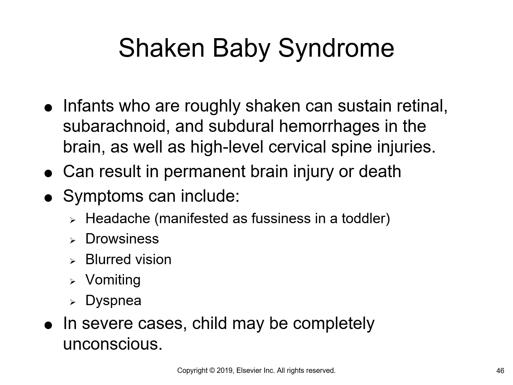So symptoms of shaken baby syndrome can include headache that's manifested as fuzziness in a toddler, drowsiness, blurred vision, vomiting, dyspnea, and in severe cases, the child may be completely unconscious. Right? And it's not a good sign. Observing the child for signs of intracranial pressure, there are four components of a cranial or neurologic check: your level of consciousness, pupil and eye movement, vital signs, and motor activity.